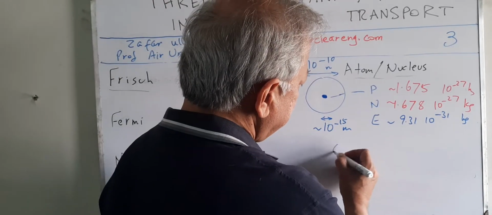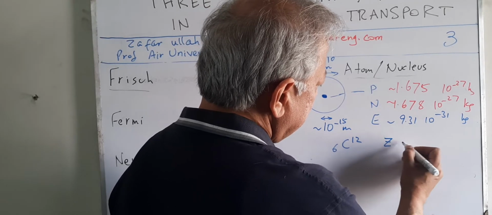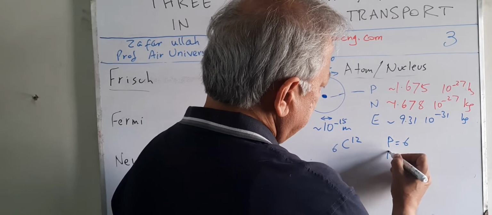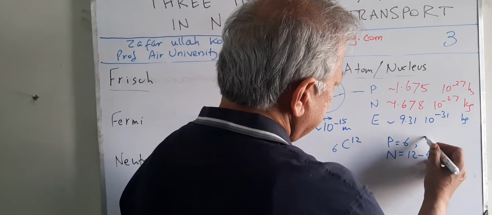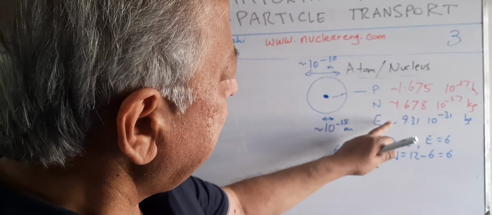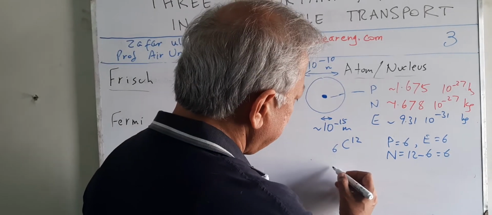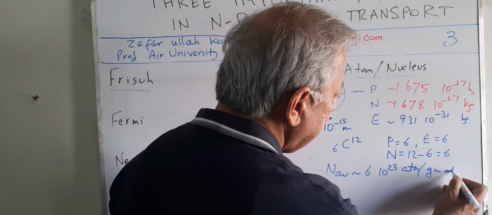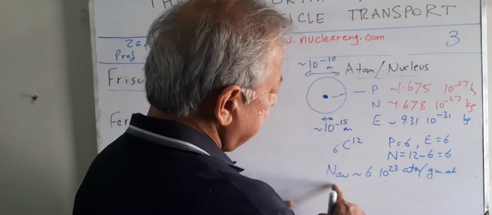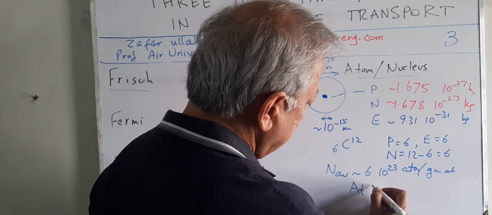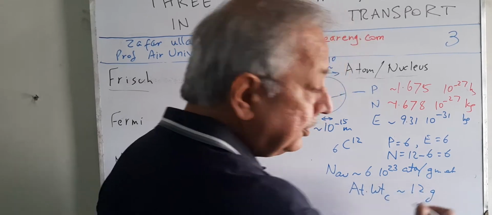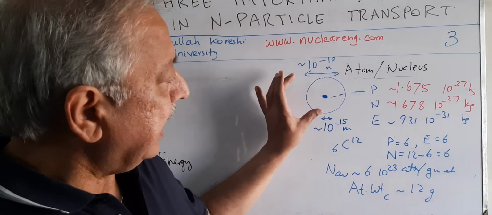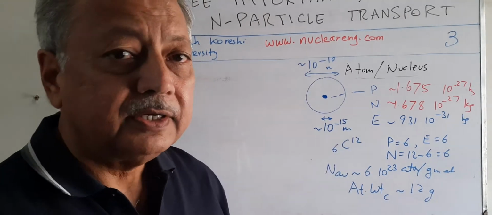If you look, for example, at a carbon atom, there are six protons, because the atomic number is 6. The number of neutrons is 12 minus 6, which is also 6. The number of electrons is 6. If you multiply these numbers by the masses, and take Avogadro's number, Avogadro told us that there are about 6 times 10 to the 23 atoms per gram atom. So that many atoms of carbon would weigh what we call the atomic weight of carbon, about 12 grams. Avogadro's number is such a big number, and so the weight of a single atom is so small.